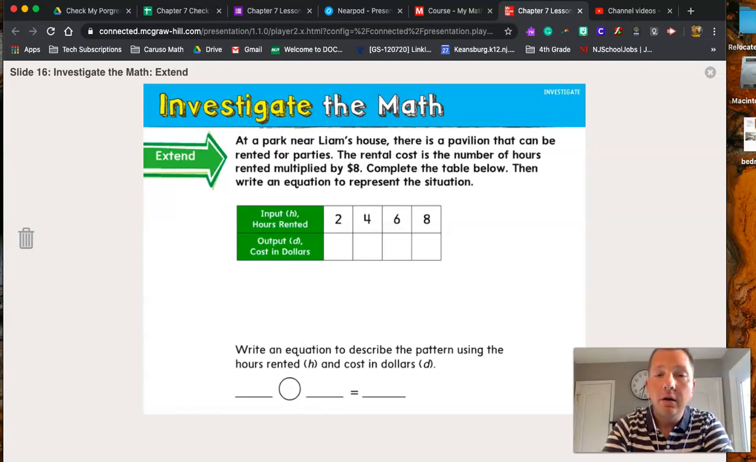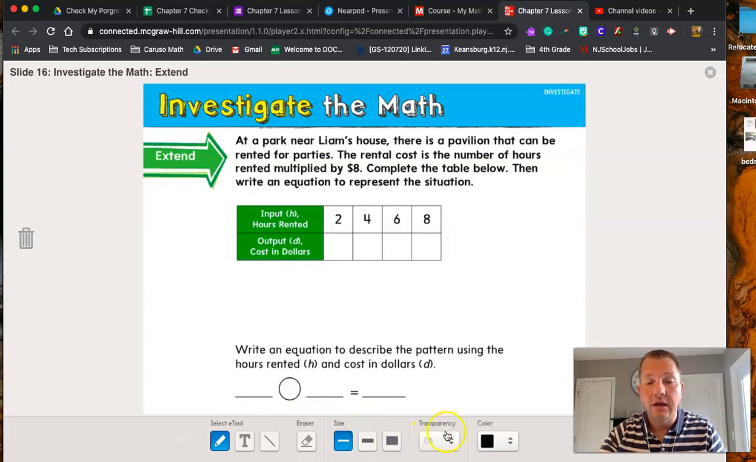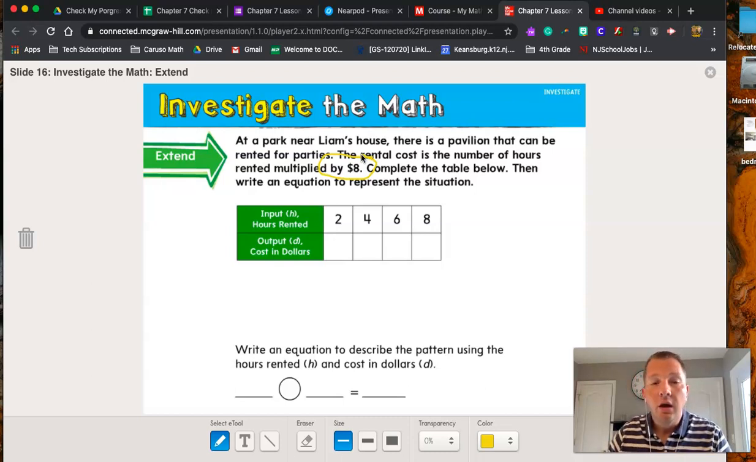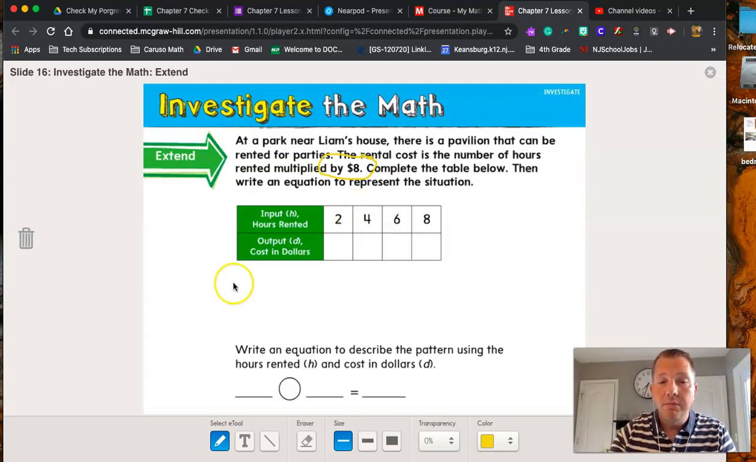All right, at a park near Liam's house, there's a pavilion that can be rented for parties. The rental cost is the number of hours rented multiplied by 8. So they're giving us some information inside of here, right? They're telling us that we are going to be using something multiplied by 8. Now we're going to complete the table below to show the rest of the missing actual numbers. So for this one, what's going to be our equation?